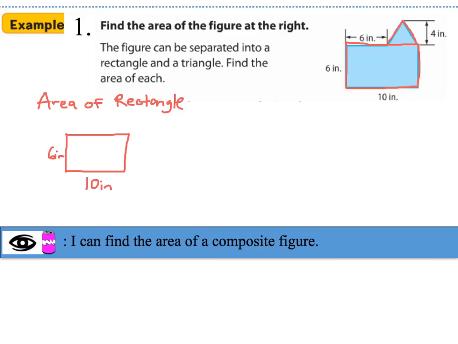If I use the formula area is equal to base times height, the base of this formula would be 10 and the height of the rectangle would be 6, so the area of just the rectangle would be 60 inches to the second power.